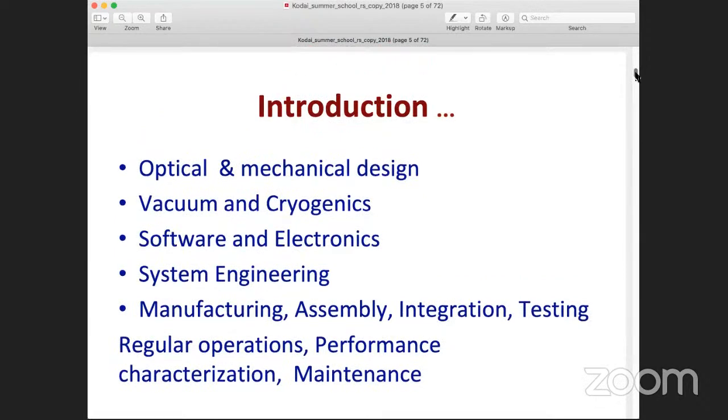Some of you may be coming from a physics background, some from an engineering background. Instrumentation is an engineering subject. It also needs an understanding of the basic physical principles. So anybody working in a different kind of engineering field can contribute to astronomical instrumentation. As you go along, there are different subfields, and we require inputs from several disciplines.